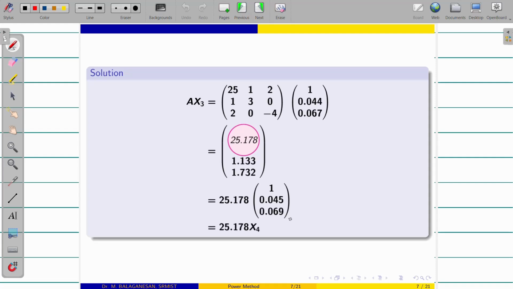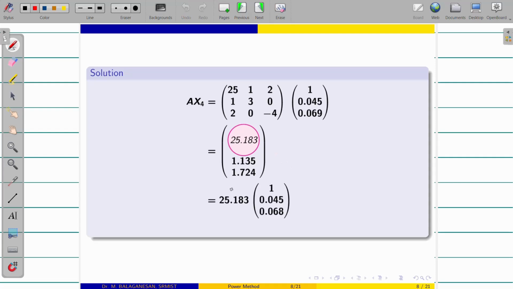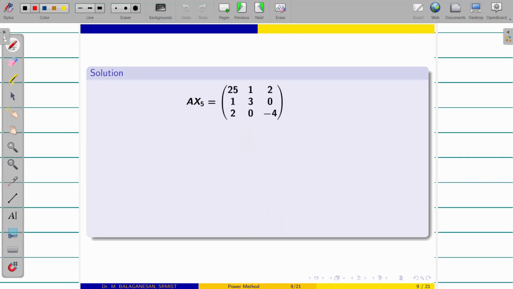This is my new x4. Multiply A with x4. So 25.178 I am having. Take A into x4, again 25.183. Previously 187, now it's 183. So we have to continue the process until it converges. Once the eigenvalue converges, automatically the repetition will come in the eigenvector also. Right. Now this is my new x5. Multiply A into x5.